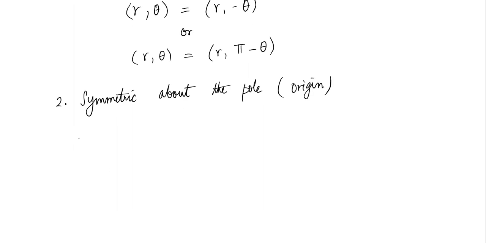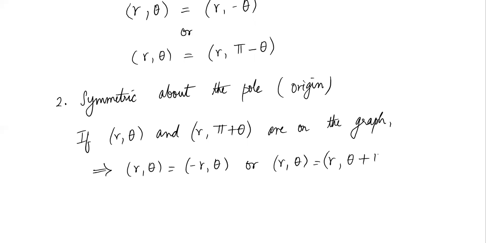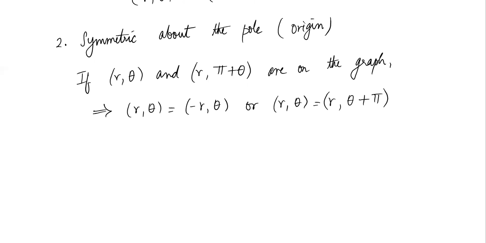So here it is: if (r, theta) and (r, phi plus theta) are on the graph, it implies (r, theta) is (negative r, theta), or (r, theta) is (r, theta plus pi). When we do the problems, you begin to understand this differently.